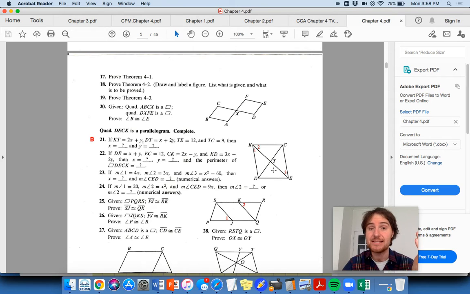So we're going to know that opposite sides are parallel by definition of parallelogram. We're also going to know that opposite sides are congruent by the theorem: opposite sides of a parallelogram are congruent. We're going to know that opposite angles are congruent. There's a whole bunch of stuff. The diagonals bisect each other.